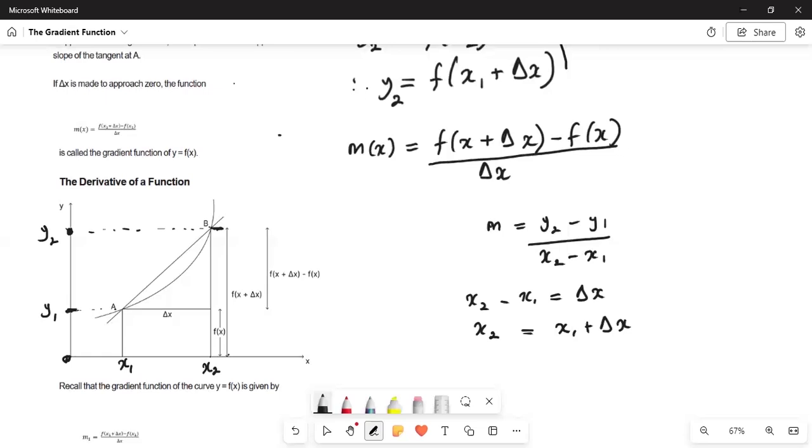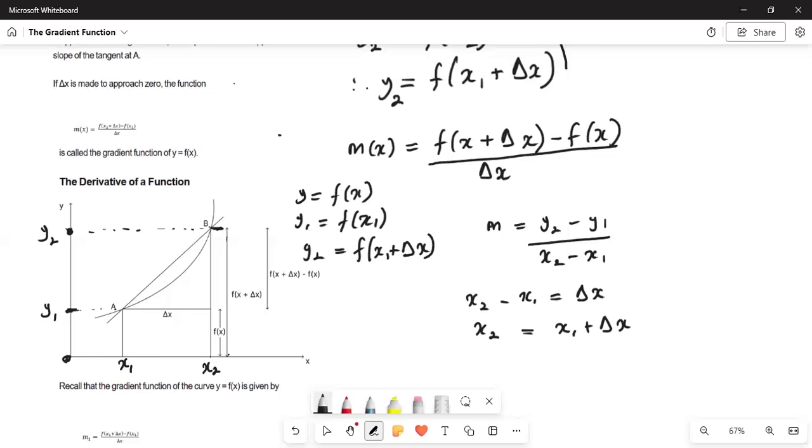So if x2 is x plus delta x, what will be y2 in this case? Since y, what is y in the first place? Y is f of x. So if y is f of x, then y1 will be f of x1. So that y2 will be f of x2, but x2 is x1 plus delta x. So our y2 here is f of x1 plus delta x.